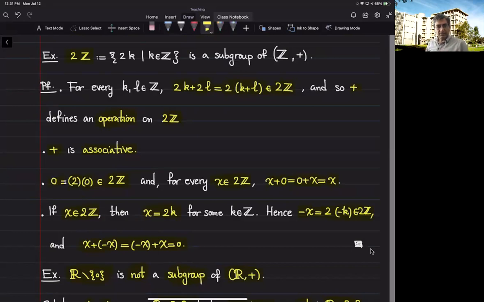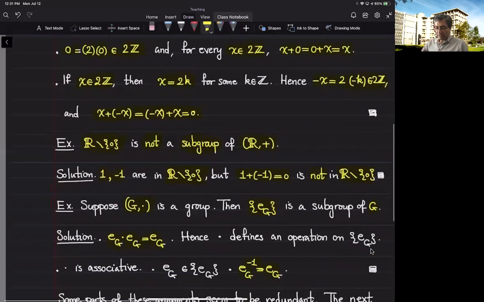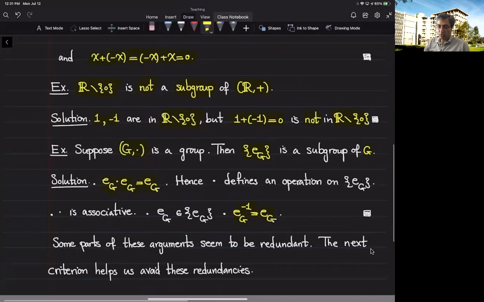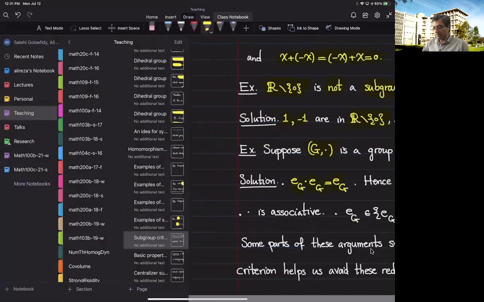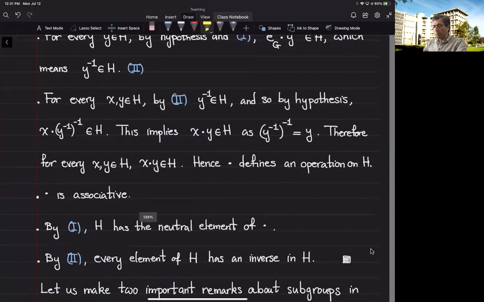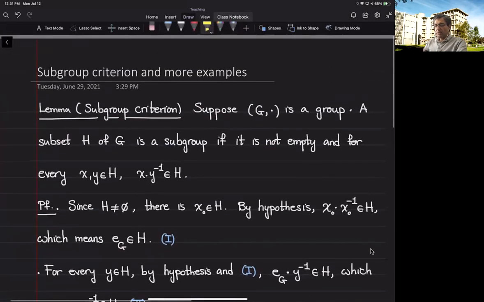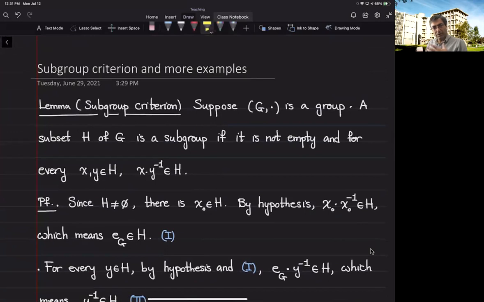So it seems that some parts are redundant, and the question is, can I make it more compact and find a criterion, a compact form of checking whether or not a non-empty subset is a subgroup? Okay, so that brings us to the so-called subgroup criteria. I'm going to present the most compact form of a subgroup criterion. There is a two-step criterion as well, but here I'm presenting only the one-step criterion.